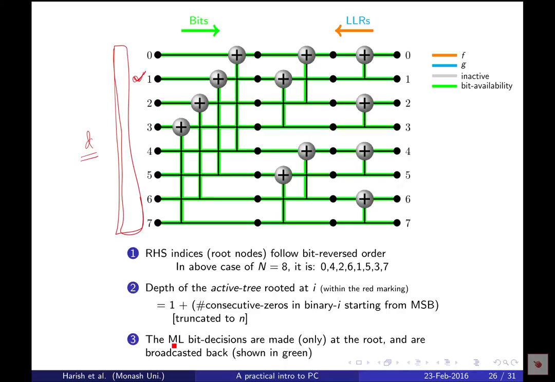So this ML bit decision is made only at the root, and only at an information bit index. At frozen bits, decisions are forced. So even if you broadcast, the forced decisions are broadcasted. That is very important, because that is the critical element of the performance. So that's the end of this part.